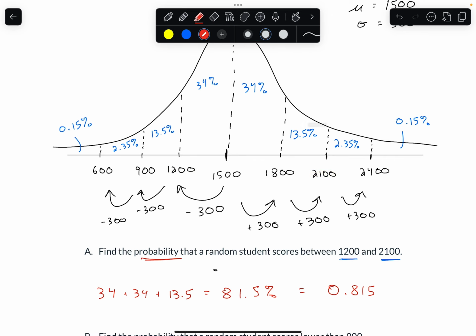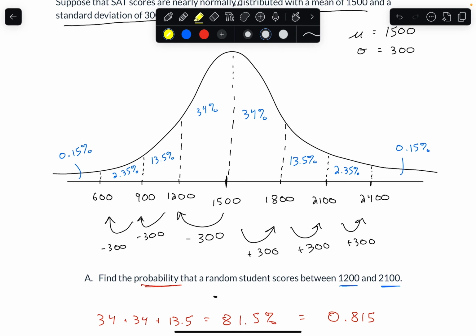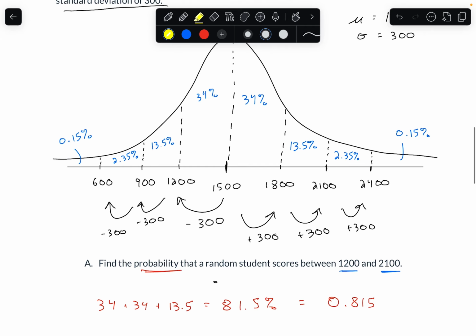So that's why this curve in this drawing is so handy, because I can look at it, think about what part of my curve I am talking about, and then just do a little bit of addition. Let's take a look at another problem down here.